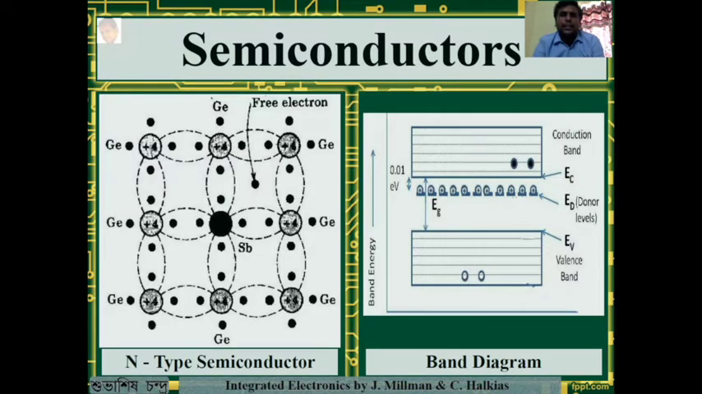The next is the n-type semiconductor, in which a group 5 element is used, which has 5 valence electrons. So 4 bonds are formed and 1 free electron is donated. So since it donates electrons, it is called the donor level, and in the last case it was the acceptor level.